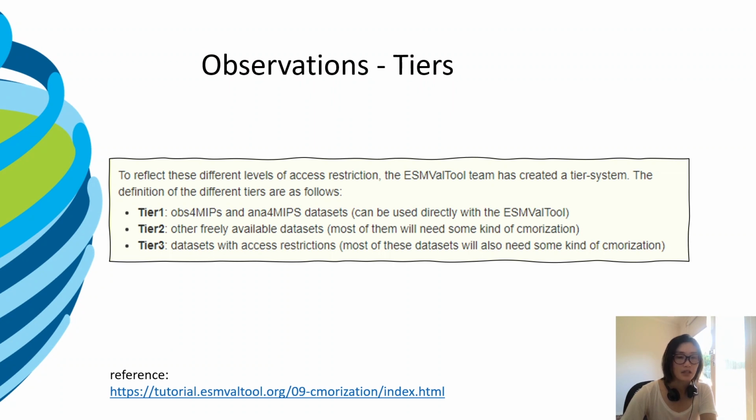manages that. So we have 3 tiers in ESMValTool, and this just reflects the access restrictions of the different data sets. So here we've taken from this website a little snip. So tier 1 are freely available and can be used directly into ESMValTool, and then there's tier 2 and tier 3 as well that has some access restrictions.